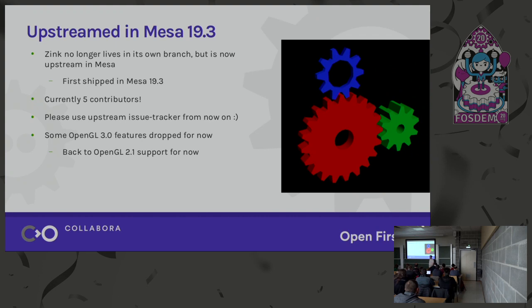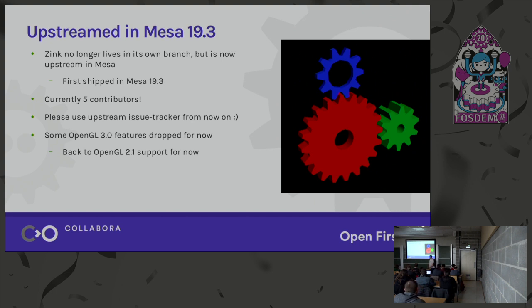This fall, Zink got upstreamed in Mesa and became a part of Mesa 19.3. So it's no longer living in a branch. It's now shipping. It's not compiling by default, but you can enable it the same way as you enable any Gallium drivers. And we've started getting some contributions from other people. So now I think five people have contributed to Zink. I think last year there was two, so this is interesting.